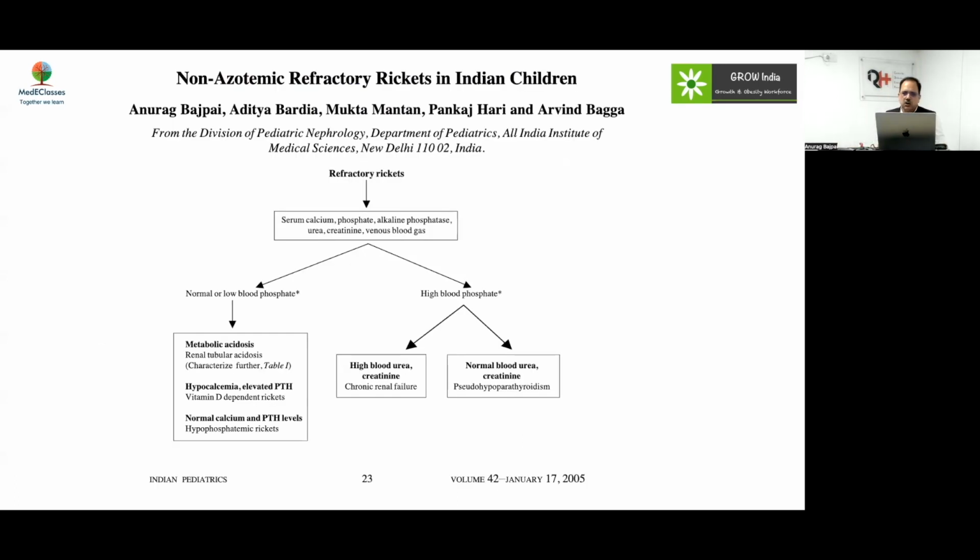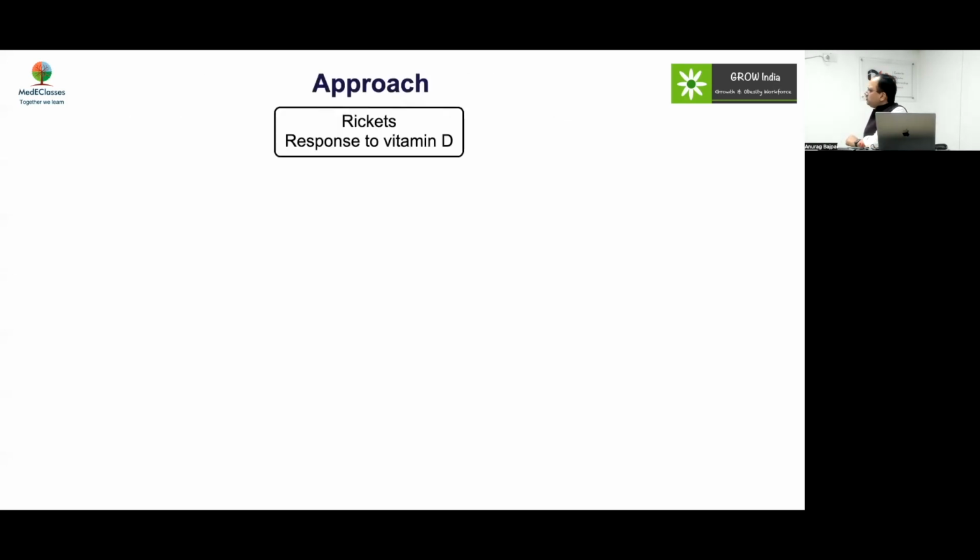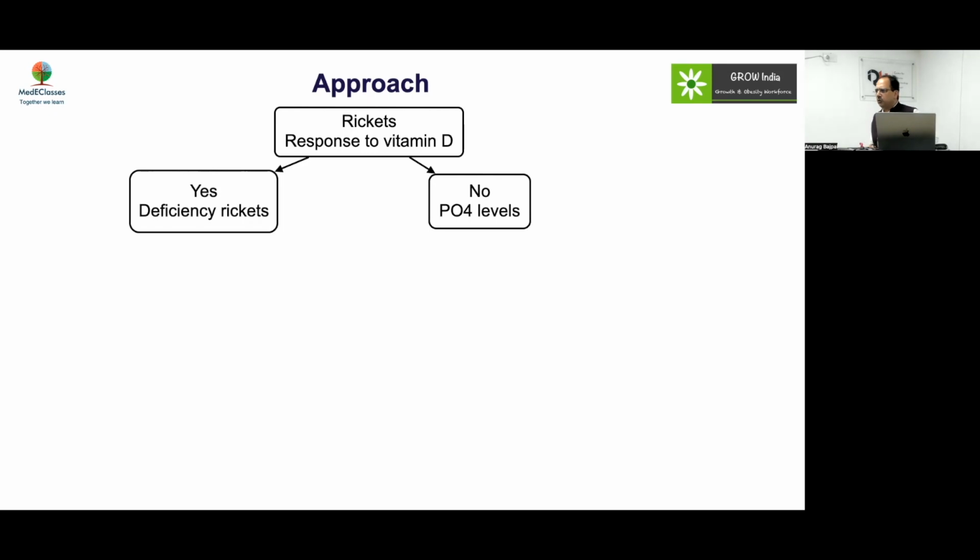Back around 17, 18 years ago, we gave an algorithm at that time based upon our results. Results are pretty similar. So this is our current algorithm. First, of course, is to look for response to vitamin D, maybe wait up to a period of approximately 3 months. If there is response, it's a deficiency rickets. If there is no response, look at phosphorus. If phosphorus is low, you can have RTA, you can have VDDR, and you can have hypophosphatemic rickets.